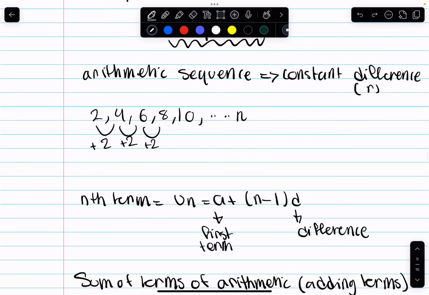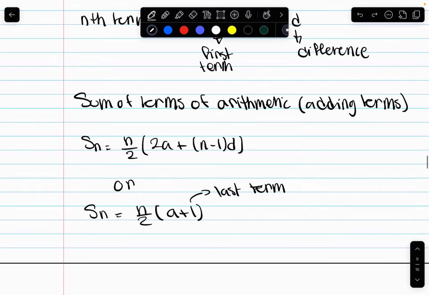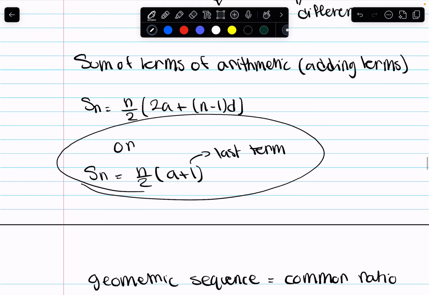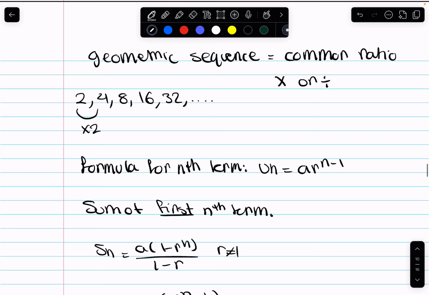An arithmetic sequence is basically a constant difference. So you're adding or subtracting something. The nth term is given by a plus (n minus 1) times d. This is given in your data booklet. The sum of terms, meaning adding all the terms, is n over 2 times (2a plus (n minus 1)d). This is given in the data booklet. And also this one, which is basically your last term plus your first term, times n over 2, n being the term you want to find.